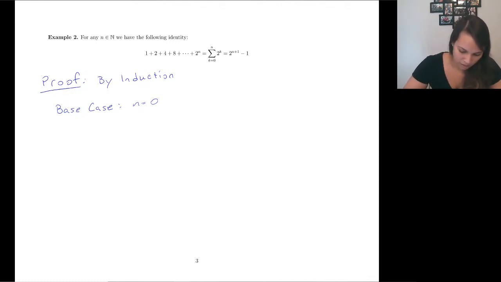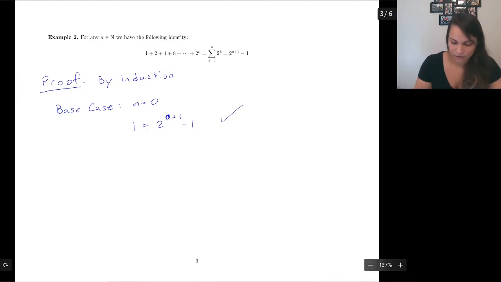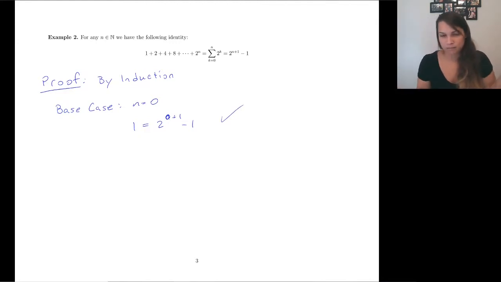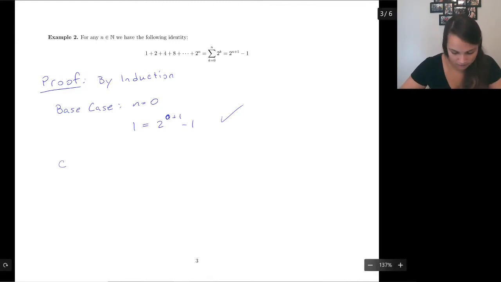That would mean you only have the very first term. So 1 would be equal to 2 to the 0 plus 1, minus 1. And that indeed checks out. 1 will be equal to 2 minus 1. That's fine. I like check marks just to indicate, yes, I thought about this.